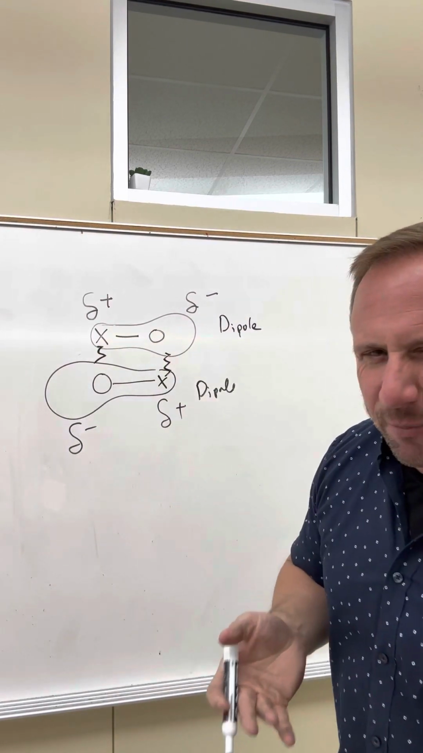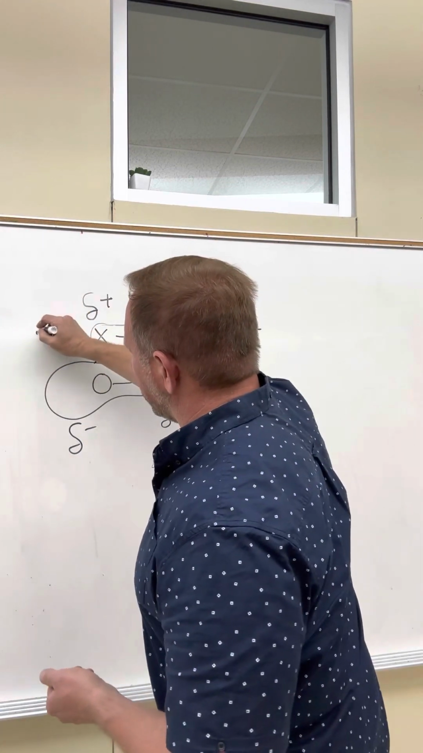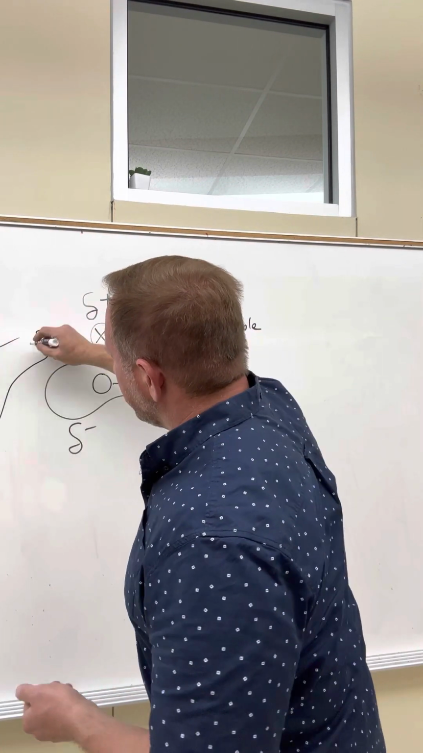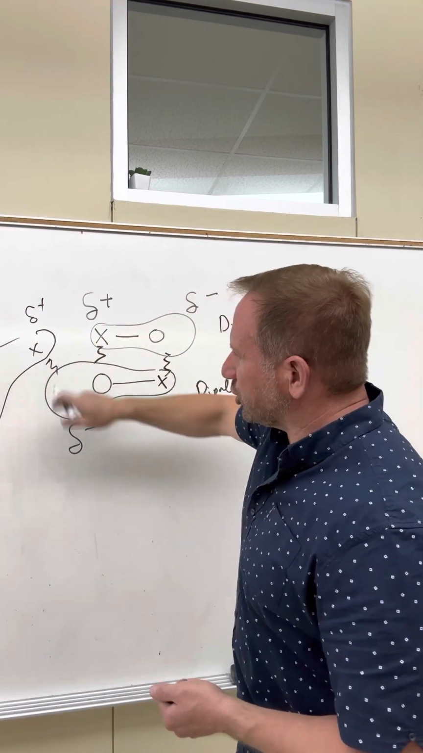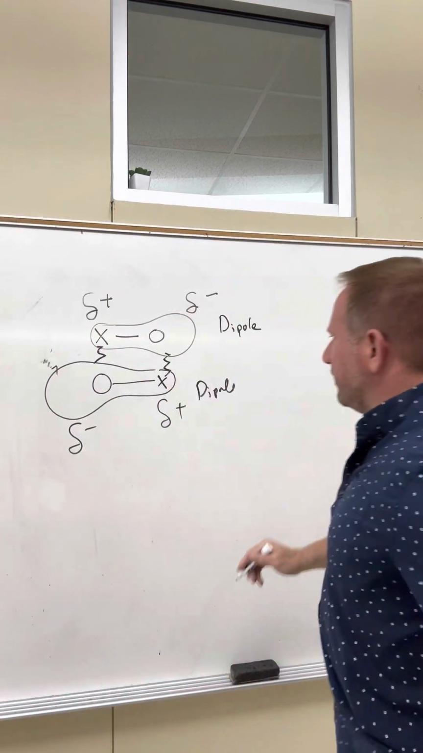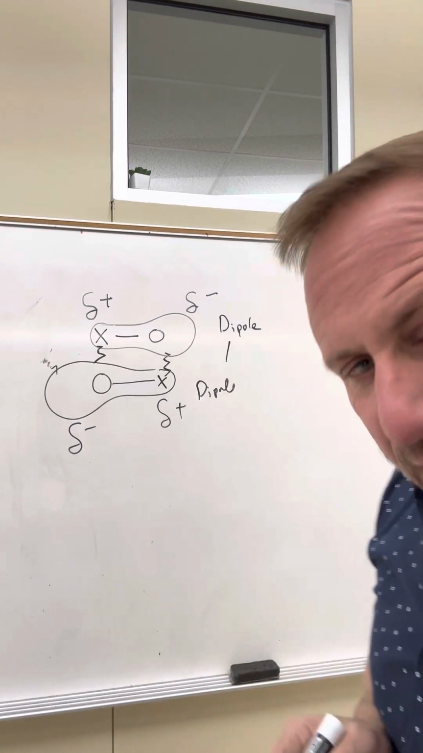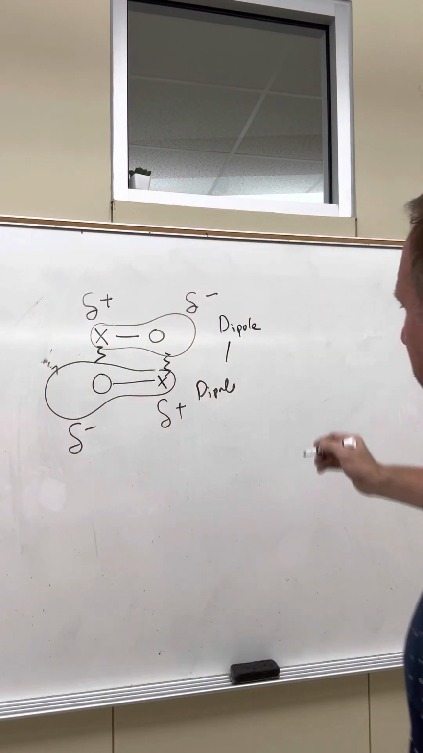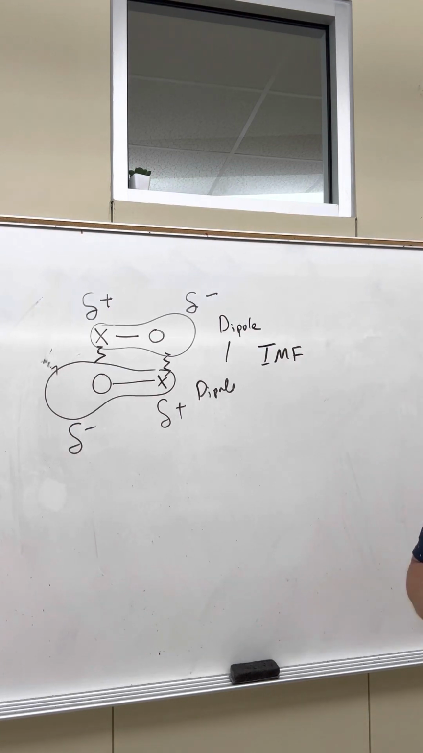Now, they might not marry up like this. It might just be this X is coming over here like this. But this has a partial positive, this has a partial negative, so we're going to have attractive forces. It doesn't have to be both of them. And so what we're going to say is there is a dipole-dipole attraction. This is a type of intermolecular force.